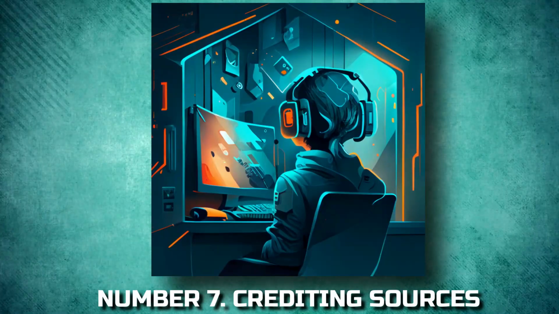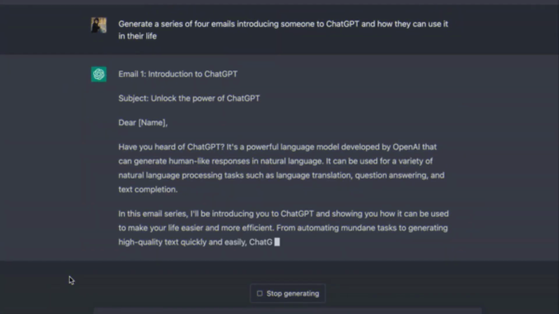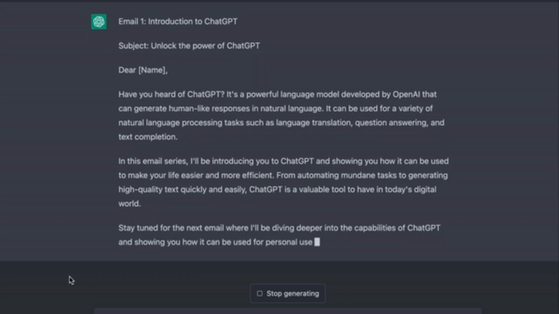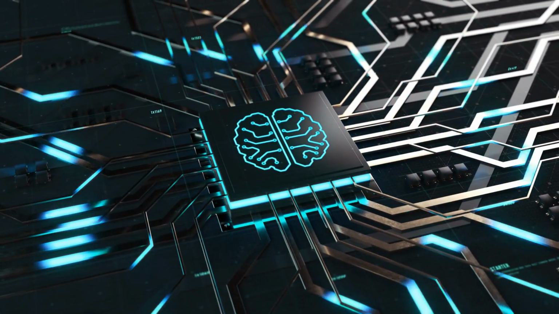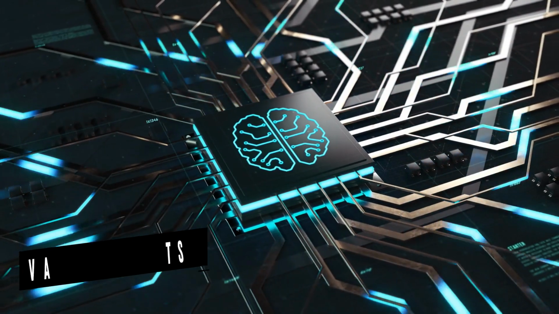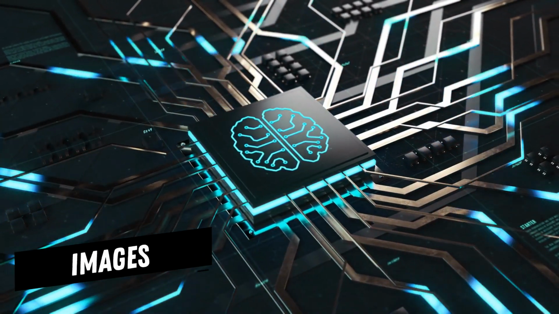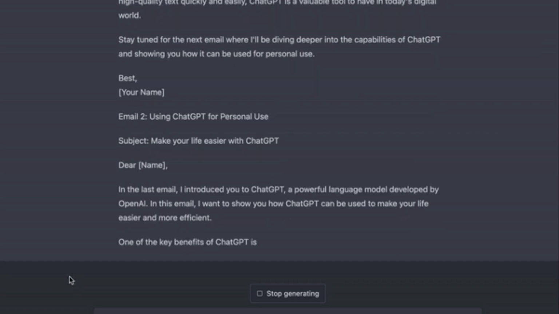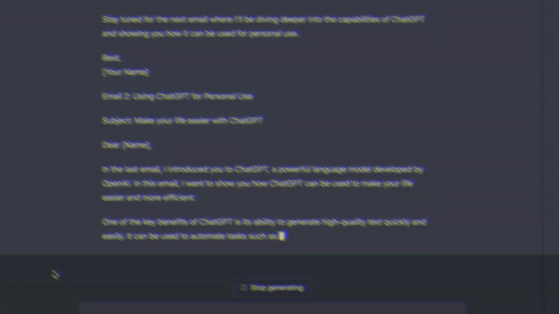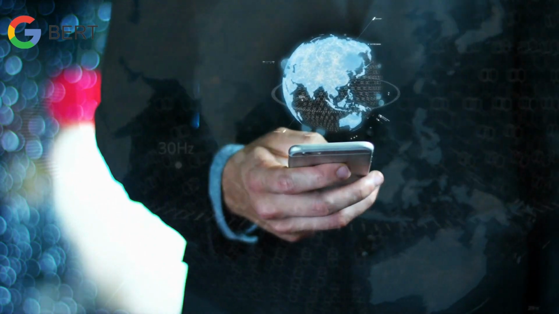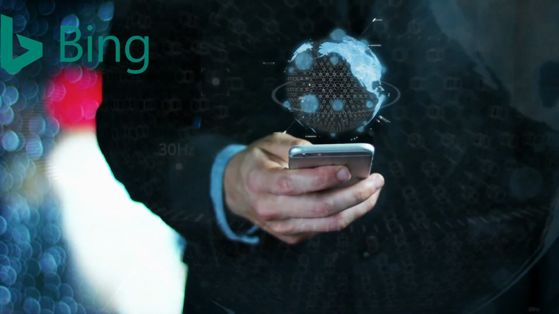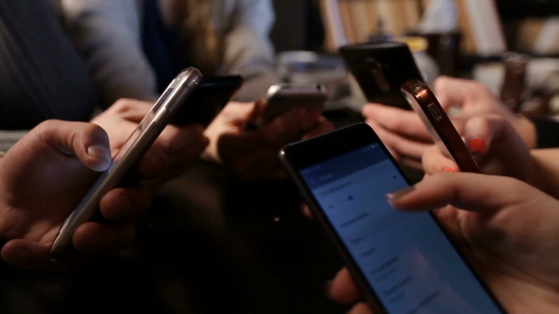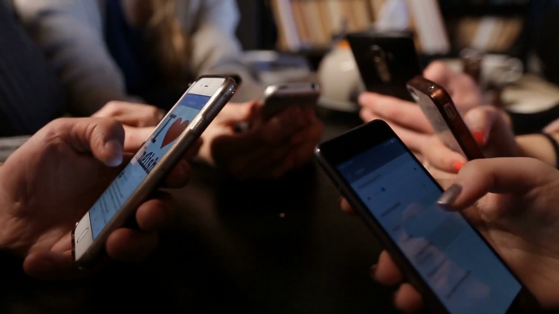Number 7. Crediting sources. As is typical of AI chatbots, they all output their data from datasets. They are trained on a plethora of sample data, including various texts, conversations, images, and more. As such, both ChatGPT and BARD have their specific datasets from which they infer answers. However, AI bots like Google BARD and Bing also have access to the internet. A combination of these factors allows the bots to rephrase information and provide it to the users.